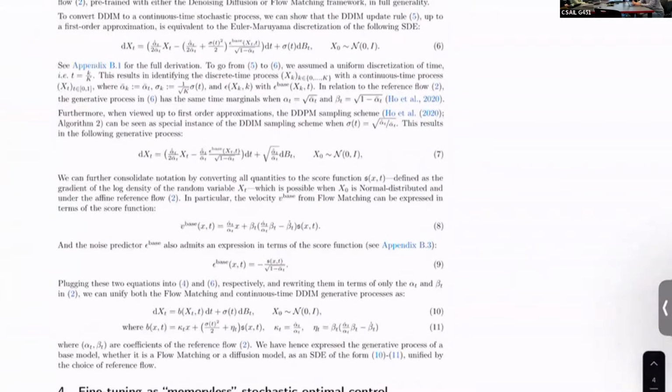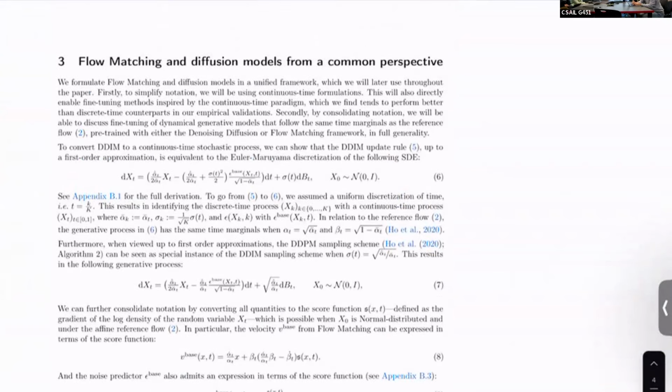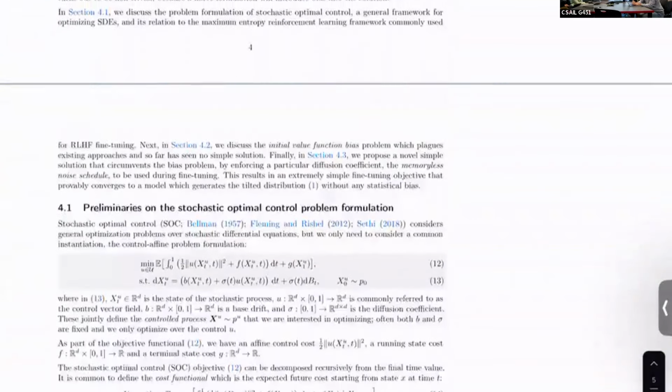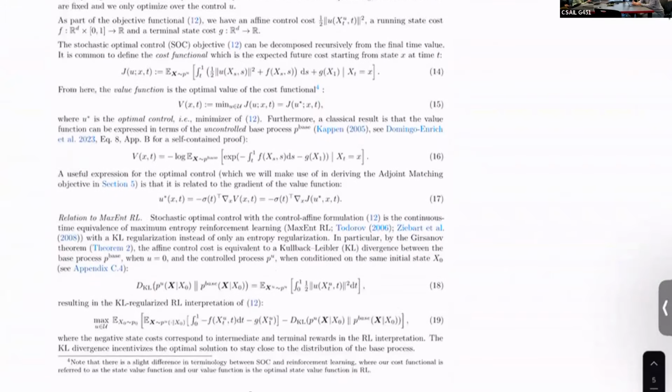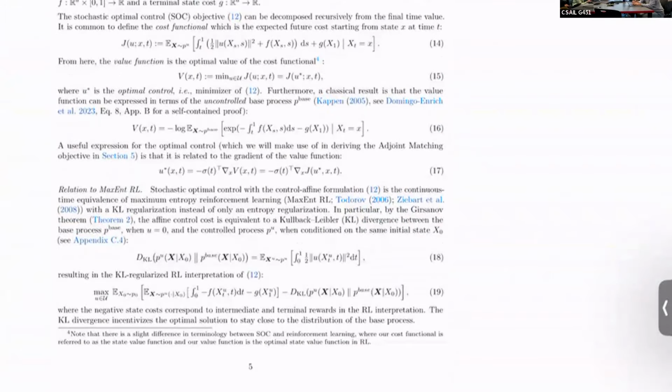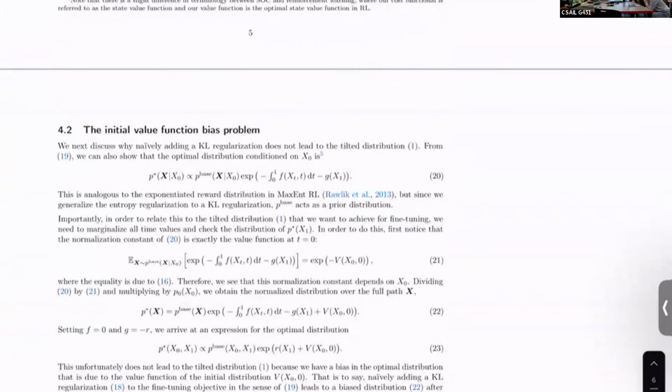Here's just basics and setup and so on. Fine-tuning as memoryless stochastic optimal control, the common perspective. And then maybe we can start with the problem formulation you already gave us, right? And then there's how we see the SOC as the KL. I think that's a very good point, especially for people who do ML. I would say let's do the initial value: what would be the naive thing to do, and why is there a problem with it?